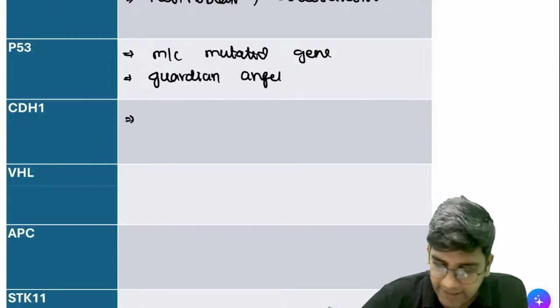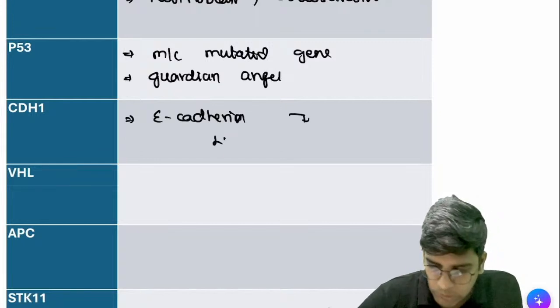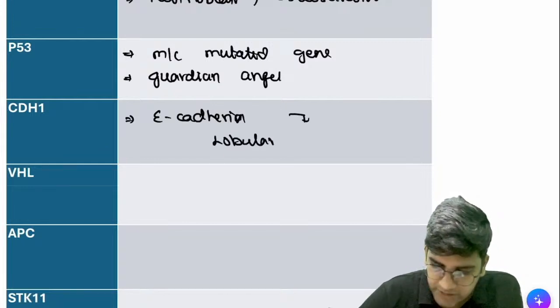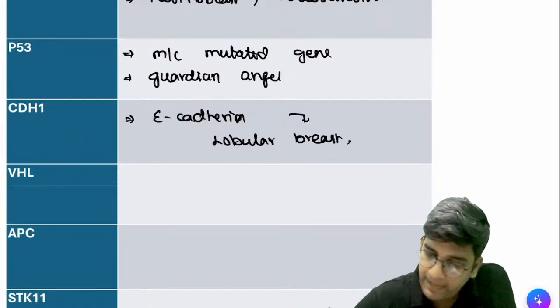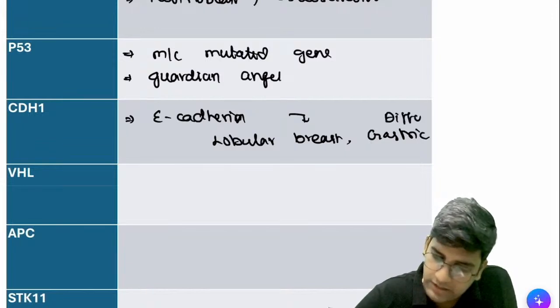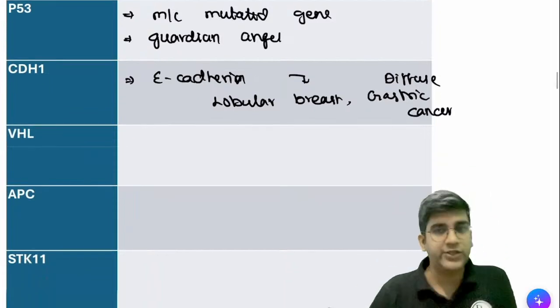CDH1, it codes for a protein called E-cadherin. CDH1 is mutated in two cancers. One is lobular carcinoma of breast, not the ductal cancer, lobular cancer, and also your gastric carcinoma. One type of gastric carcinoma called as diffuse gastric carcinoma. You will have your E-cadherin CDH1 mutated.